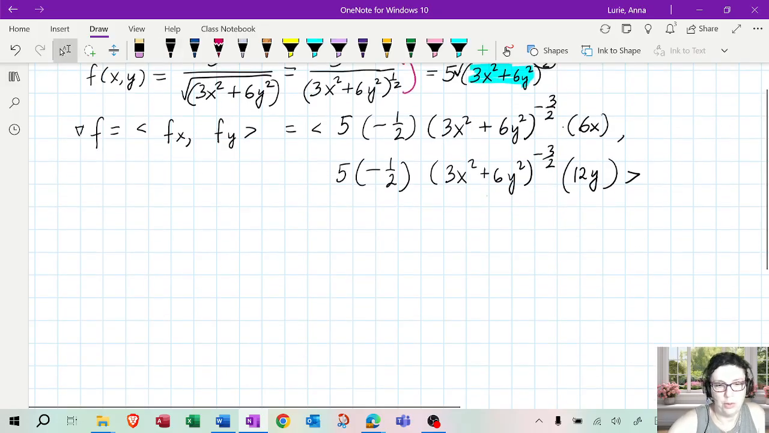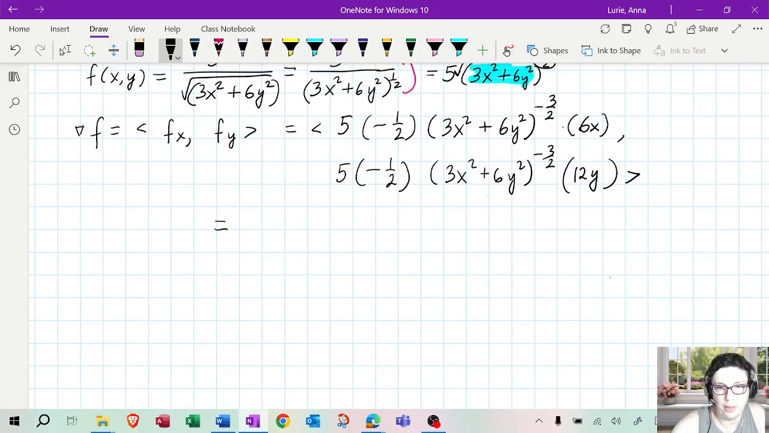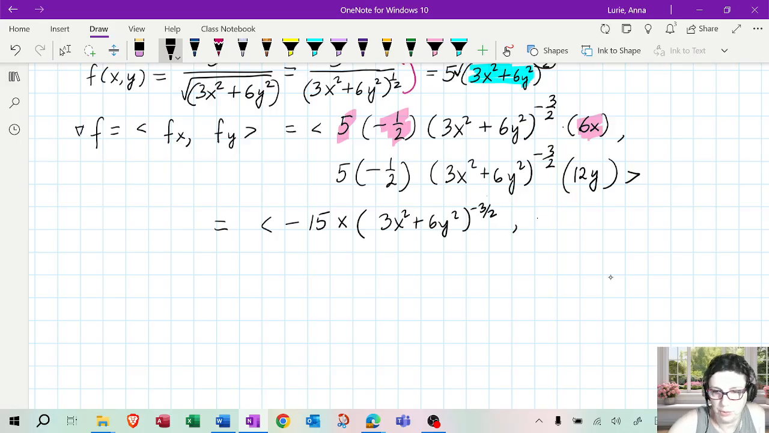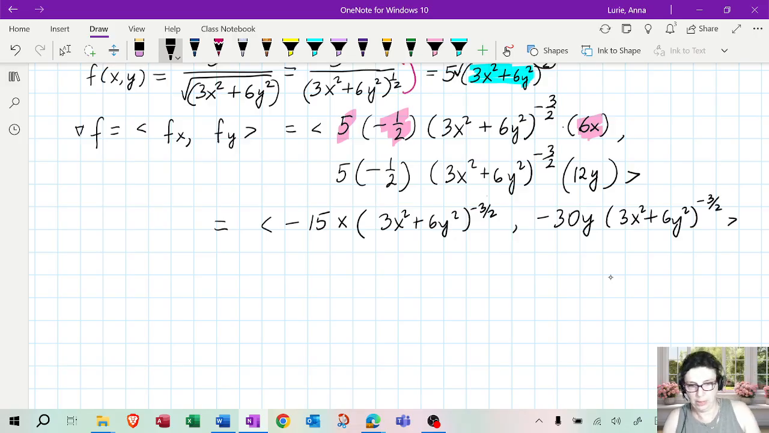Okay, so now let's just simplify this. What can we combine? We can combine the 5, the negative 1/2, and also the 6x. But do not ever try to do anything with that middle term because you can't, because it's raised to the power negative 3/2. So negative 1/2 times 6 is negative 3, times 5, that would be negative 15x. And then that whole thing will be raised to the power negative 3/2. I'm going to do the same thing here. So that's going to become 6 times 5, so negative 30y. And then 3x squared plus 6y squared would be to the negative 3/2. Okay, so that's the gradient.